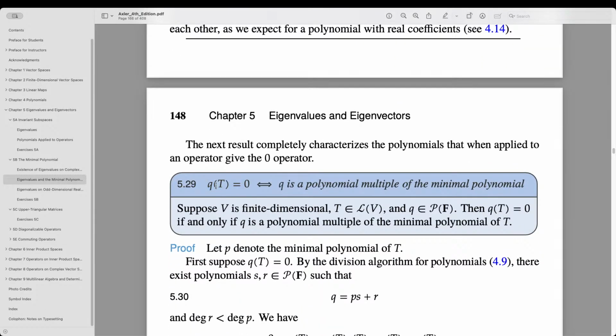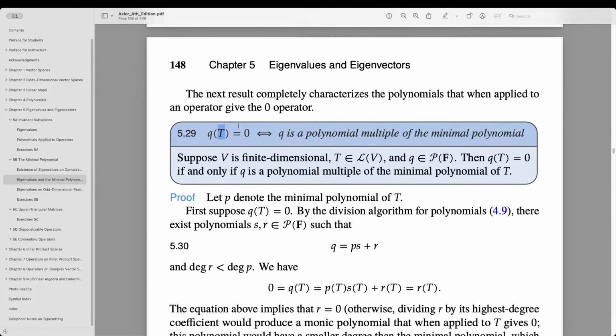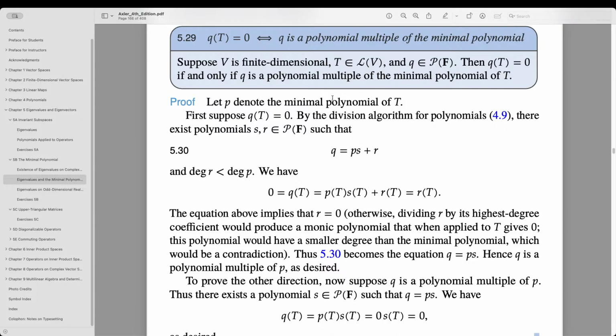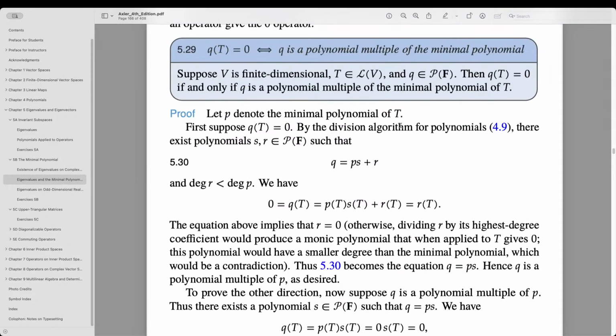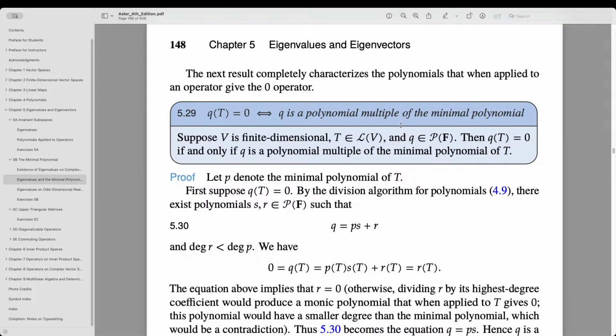If you have a polynomial that, when you apply it onto your operator, gives zero, so the polynomial of the operator is zero, it turns out that Q is a polynomial multiple of the minimal polynomial. What this is basically saying is that if you find polynomials that give you a zero operator, you know it's some multiple of the minimal polynomial.